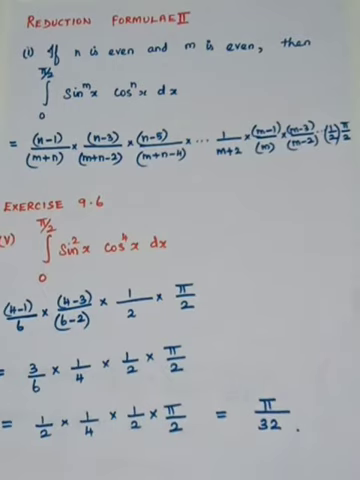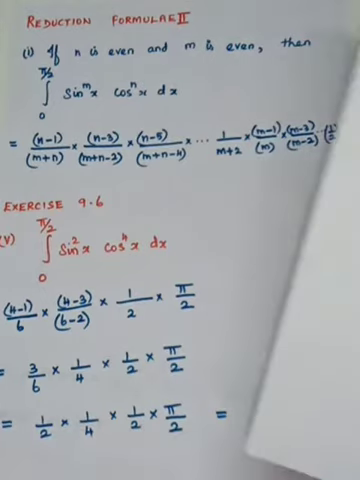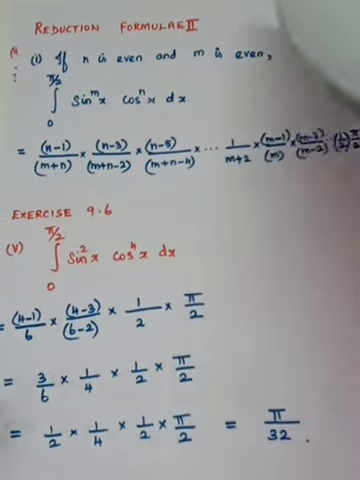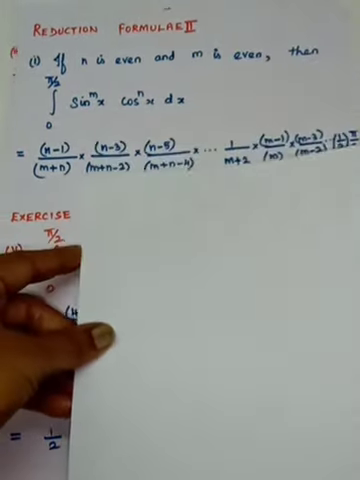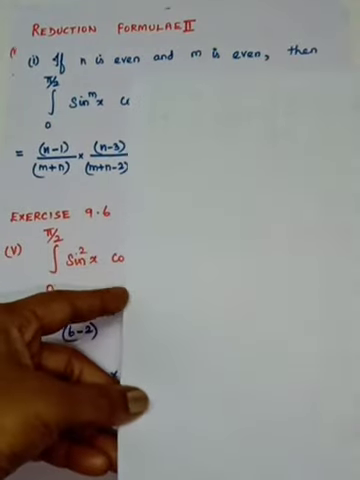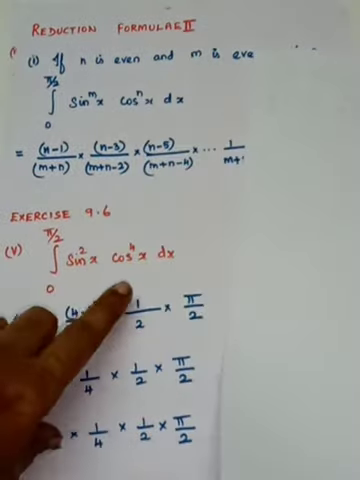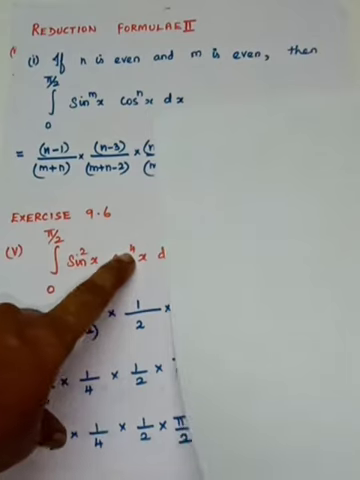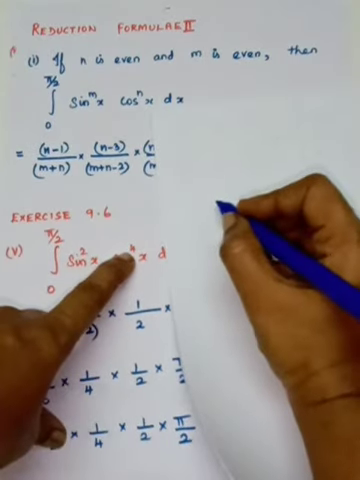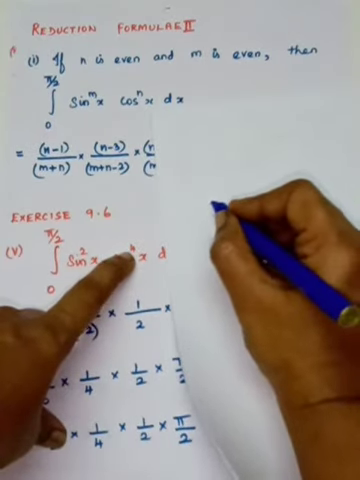See again. Here the integral is from 0 to pi by 2. Sine and cos are both involved, and both powers are even. So first I said to start with the power of cos. Here the cos power is 4. So what you have to write first is 4 minus 1. What is 4 minus 1? 3.